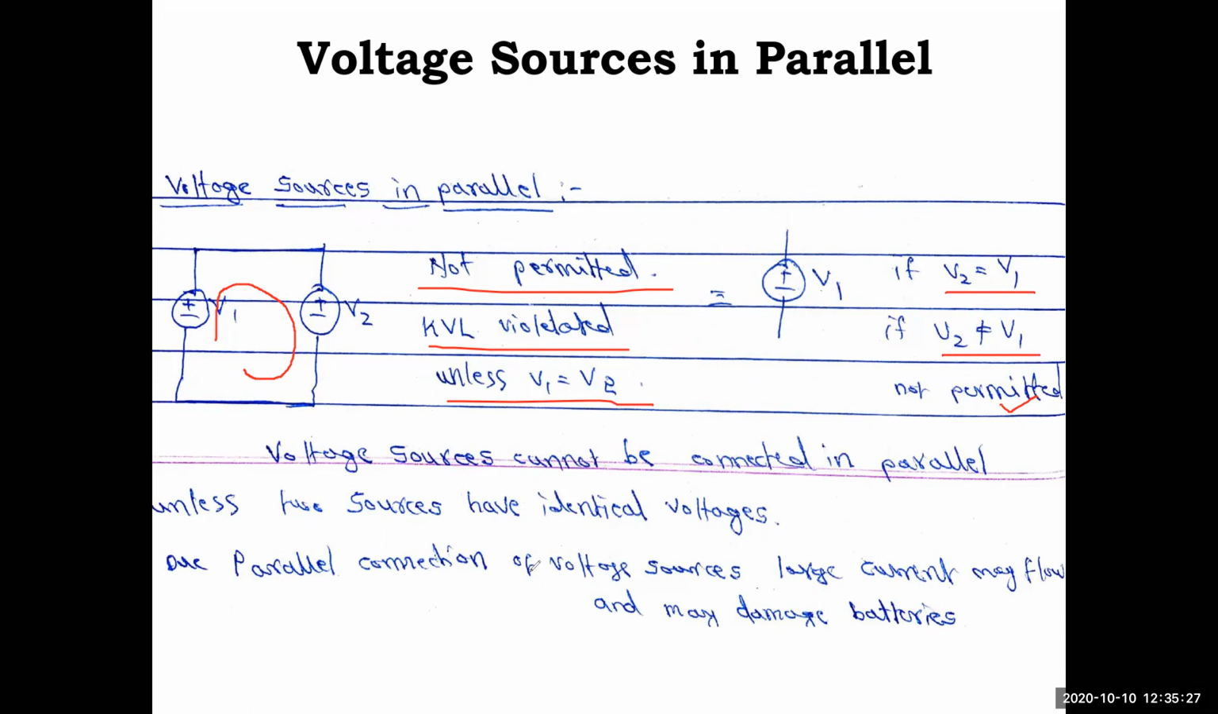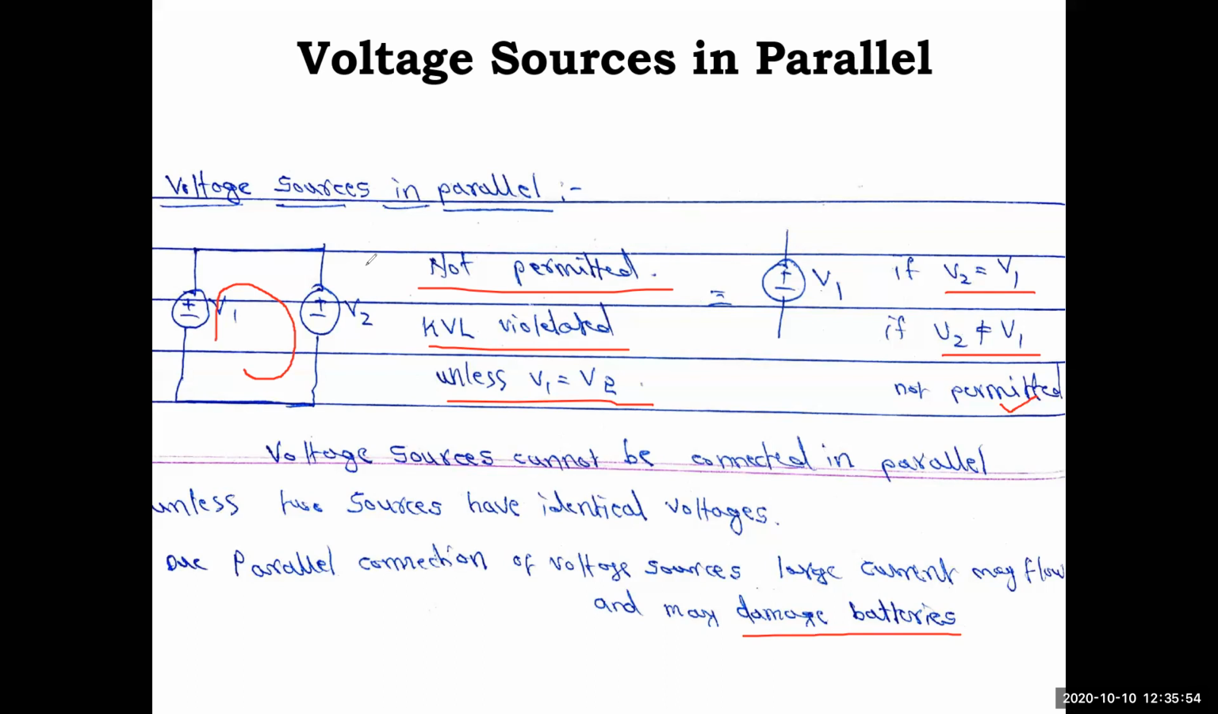Due to parallel connection of voltage sources, large current may flow and may damage batteries. Sometimes you may observe this in houses. The devices may be damaged because of the fluctuation in current, because there may be high current or high voltage coming through this network. That's why these connections should be avoided. So this is about parallel connection.